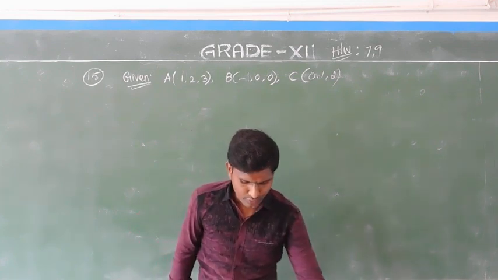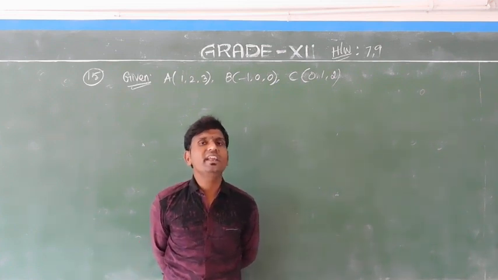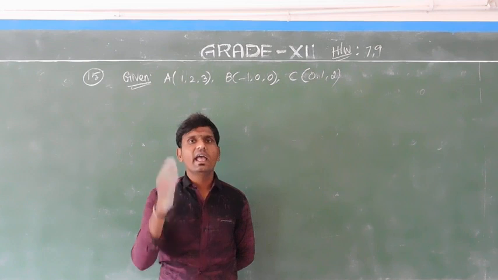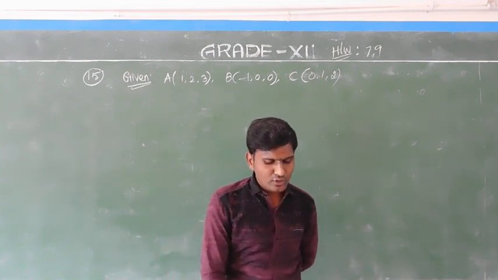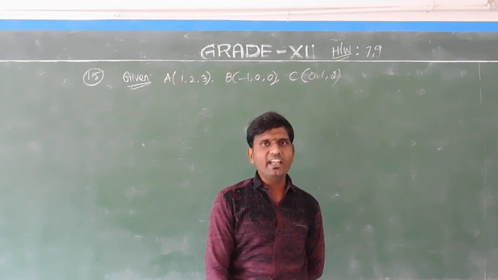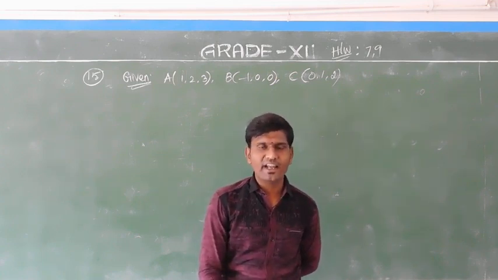Now what are you going to do? Find the angle ABC. What do you mean by ABC? B is the main angle. That one we are going to find. So for that we have to find BA and BC. Any one you have to find.